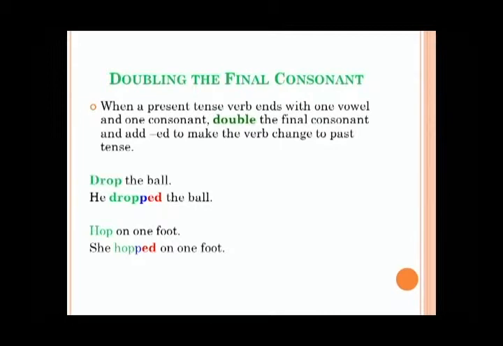The word hop, H-O-P, becomes the word hopped in the past tense. H is a consonant, O a vowel, and P another consonant. So we double the last letter, which is the letter P, and then add our ED. H-O-P-P-E-D is the word hopped.